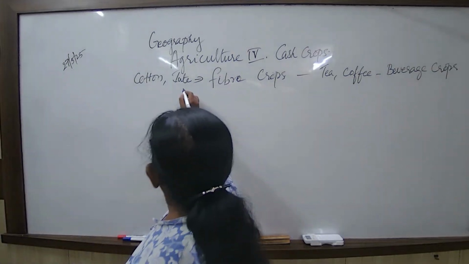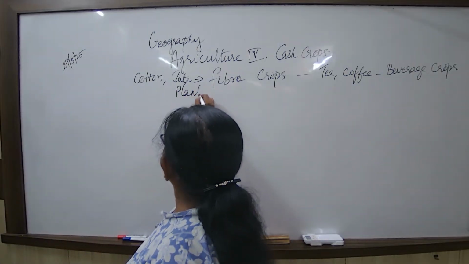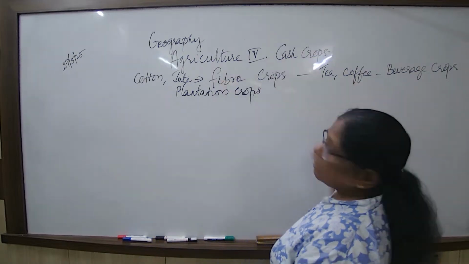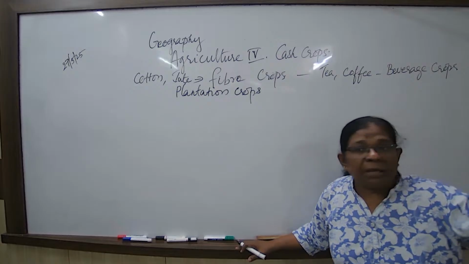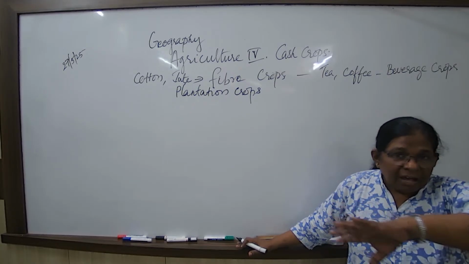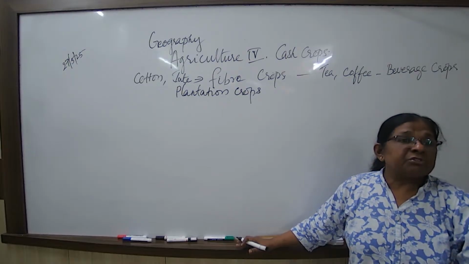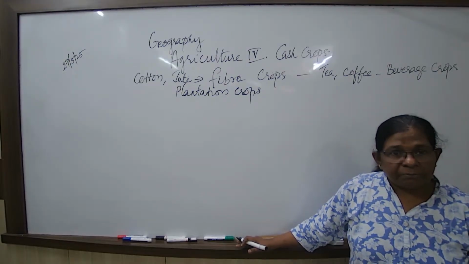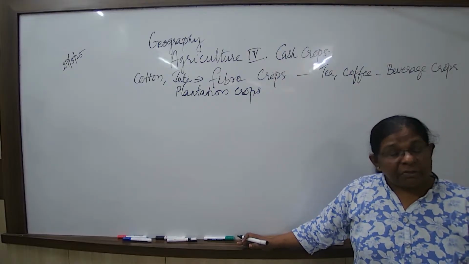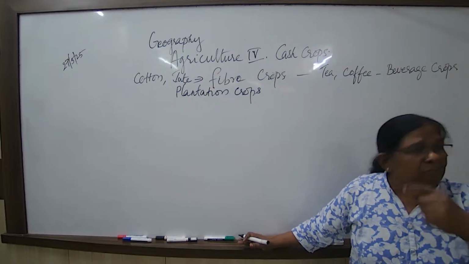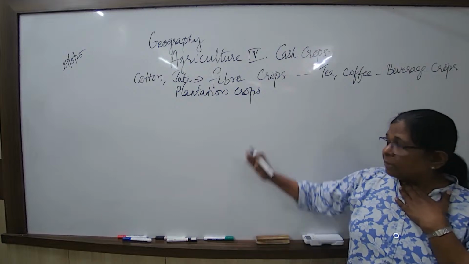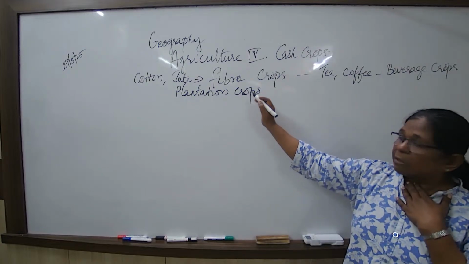These crops are also plantation crops. All these four are cultivated in plantations. What is a plantation? A large estate is used for a single crop. Many crops are cultivated in rows, but even if not in rows, one single crop is grown on a large area. This is another important point. Cotton and jute are fiber crops. They are also plantation crops.